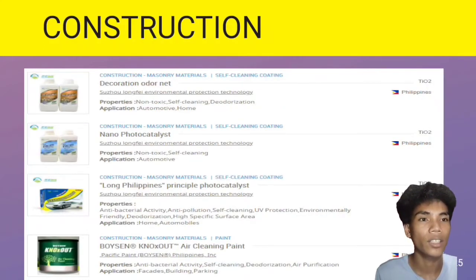Then the decoration odor net, which could be applied in automotive and home. The nano photocatalyst is for automotive. Then the principal photocatalyst could be applied in both home and automobiles. Then the last one is the knocks out poison or air cleaning paint.